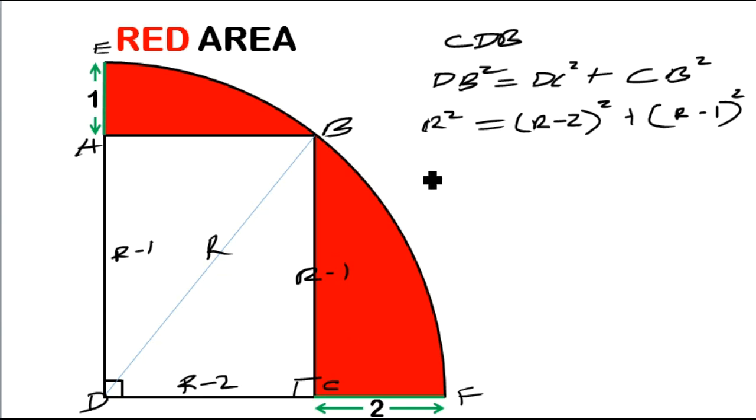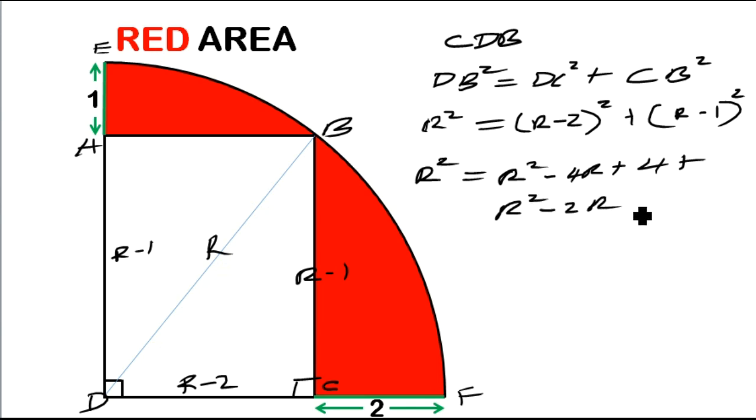So if you simplify this problem, we have R squared is equal to R minus 2 squared. That is a quadratic identity, so we use the quadratic identity to expand that. You will get R squared minus 4R plus 4. Then again, R minus 1 squared is a quadratic identity. So if you expand that, you'll get plus R squared minus 2R plus 1.